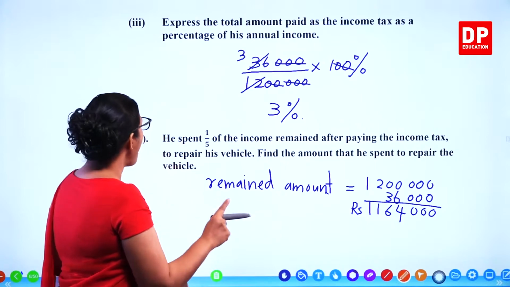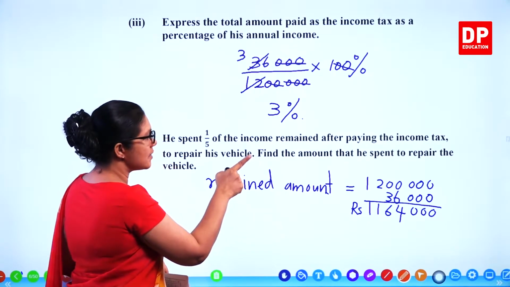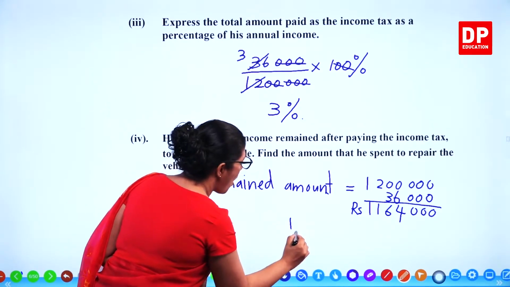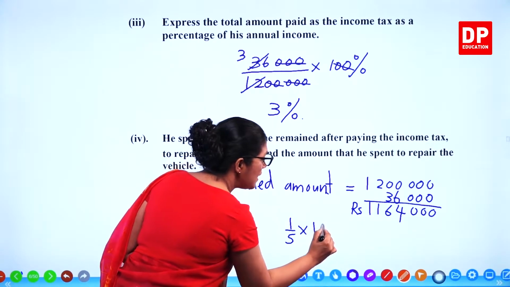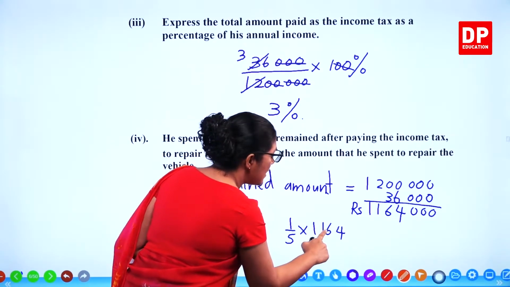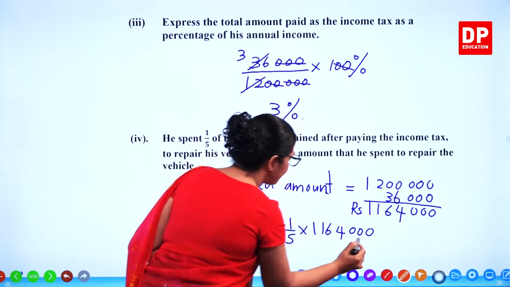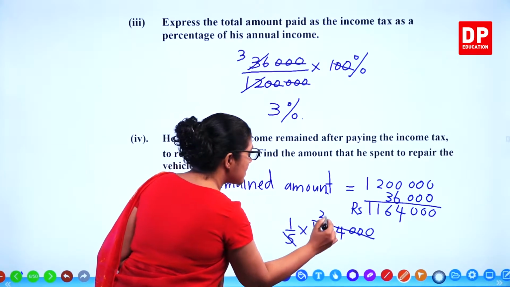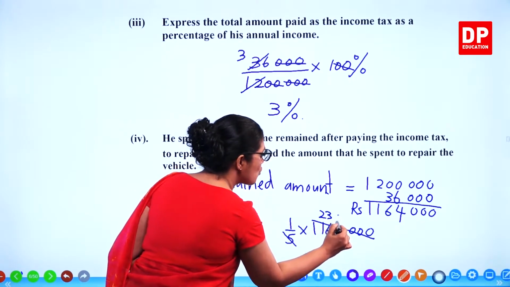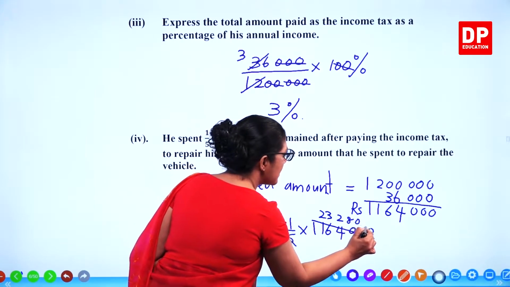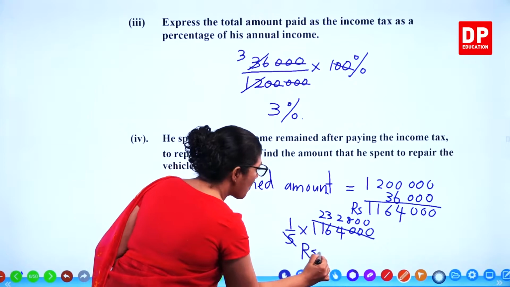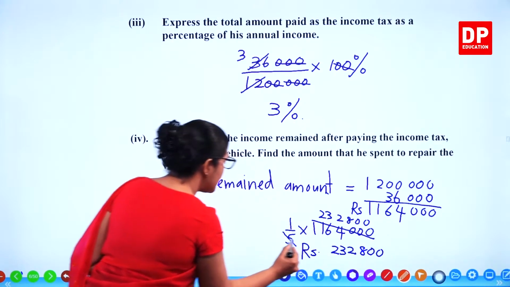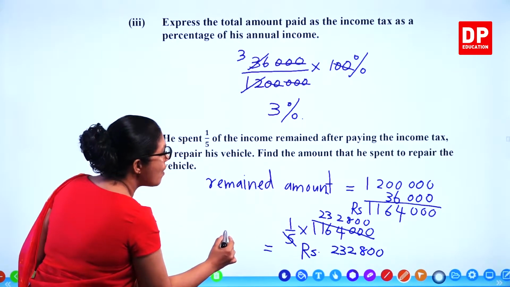1,164,000. From that, he spent 1/5 of that to repair the vehicle. So you can find 1/5 of 1,164,000 rupees. 5 times 2, 10. For 16 that's 3. For 14 that's 2. For 40 that's 8. So that means, what's the amount? 232,800 rupees to repair the vehicle.